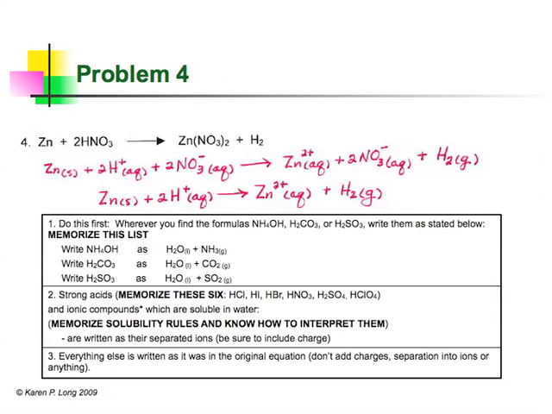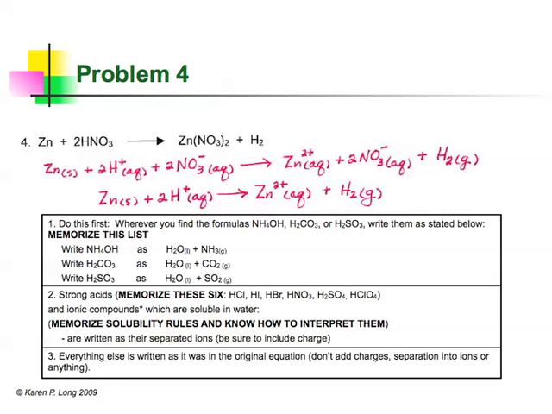In this one, we start with zinc solid, zinc metal. This is not zinc ion, it's zinc metal and nitric acid. First, check to see if any of the decomposable compounds are in this. NH4OH, H2CO3, H2SO3, nope. Strong acids, yes. HNO3 is a strong acid, so you write it as ions.